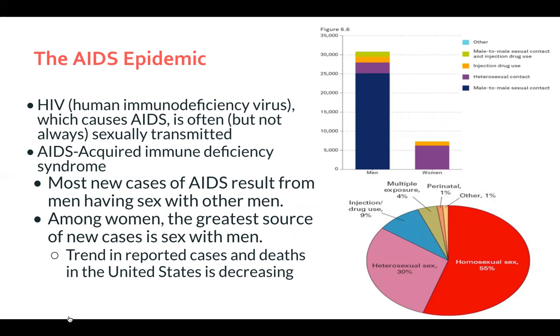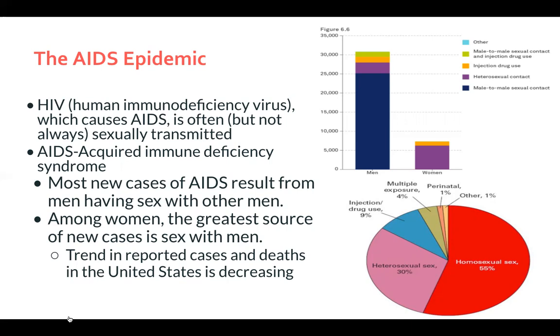To this day, in addition to sexual intercourse, the other way that you might see HIV being transmitted is through injection needles, injection drug use. And today, as well as in the past, a lot of the cases of AIDS did result from men having sex with other men. For women, the greatest source of new cases is sex with men. The transmission between women having sex with other women is very low, so minimal that as you can see, it's not even necessarily represented on the charts.